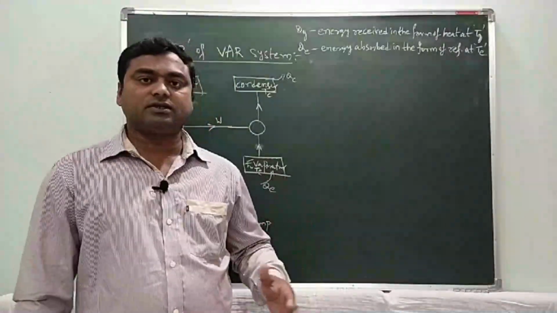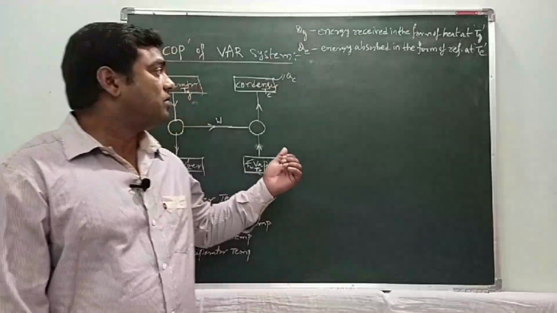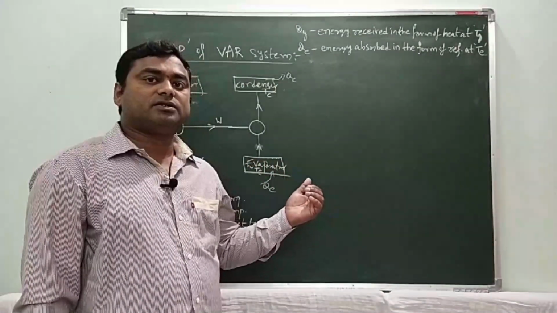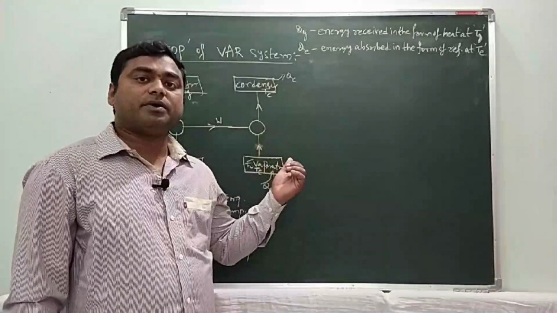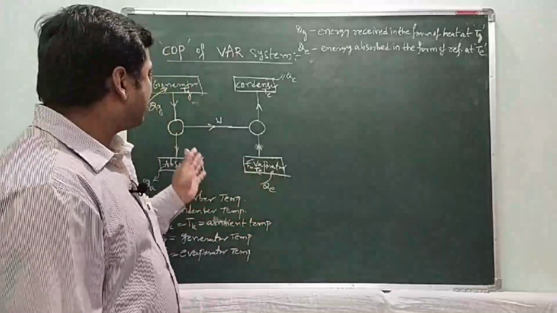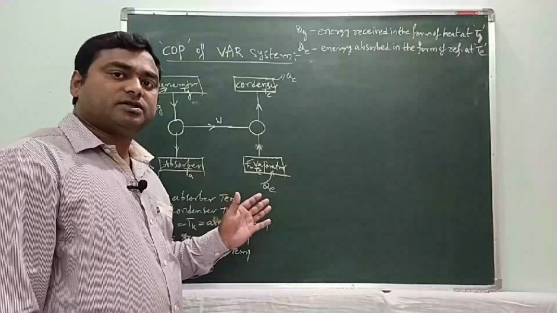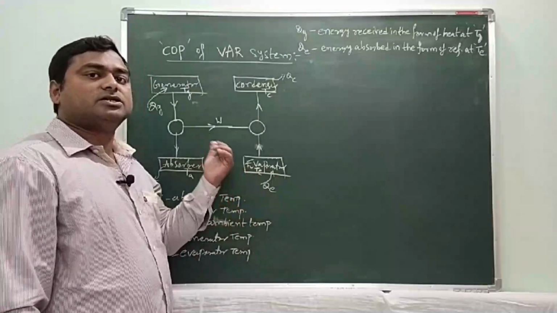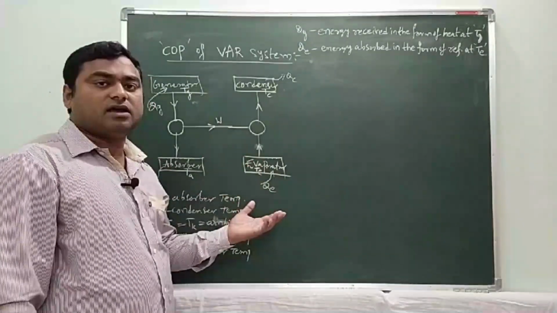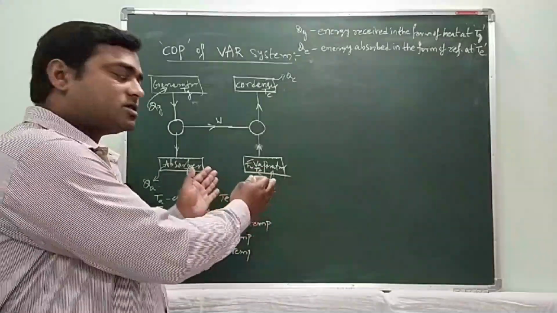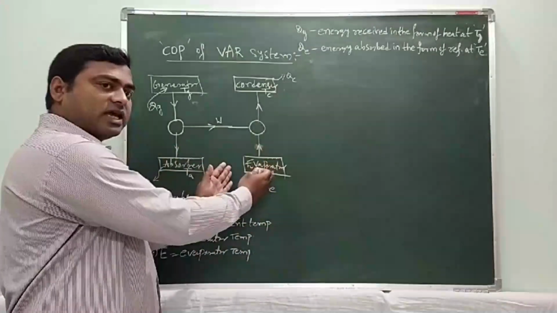In our R&AC subject, today I'm going to derive the COP, coefficient of performance, for the vapor absorption refrigeration system. For that, the basic components in a vapor absorption refrigeration system are the absorber, generator, condenser and evaporator. So here I am dividing the total system into two cycles.